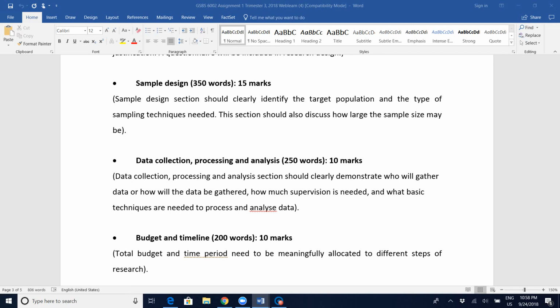And after the processing, in analysis, you need to write down how you will analyze data, what statistical techniques will be used, and how this analysis will be contributing to achieving the research objective.